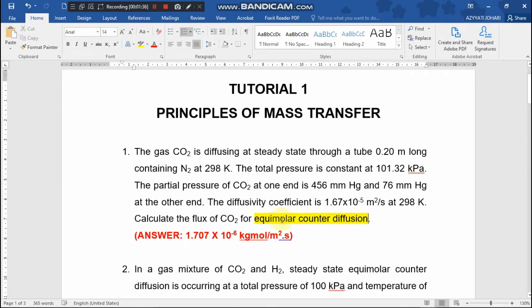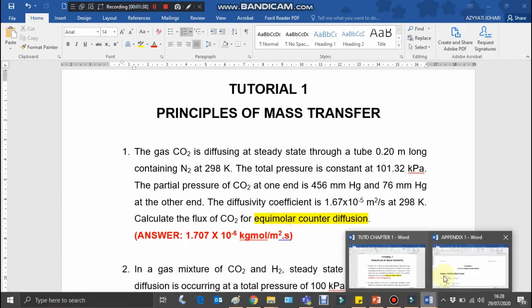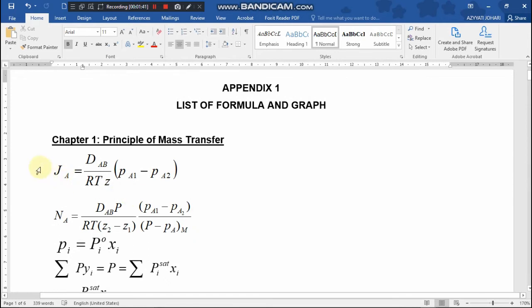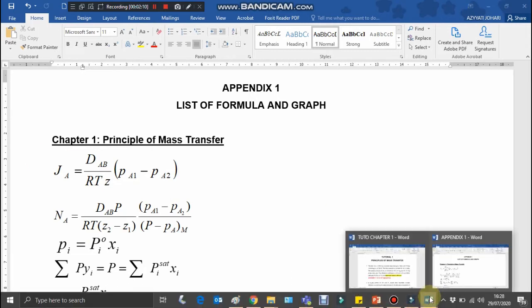Because of the equimolar counter diffusion, if you refer to your appendix, to calculate the flux you need to pick this first equation: JA equals DAB over RTZ multiplied by partial pressure of A at point 1 minus partial pressure of A at point 2. So the first equation stated in the appendix refers to the equimolar counter diffusion case study. The second equation in the appendix chapter 1 refers to the one component diffusion. So we need to take the first equation to solve for question number 1.